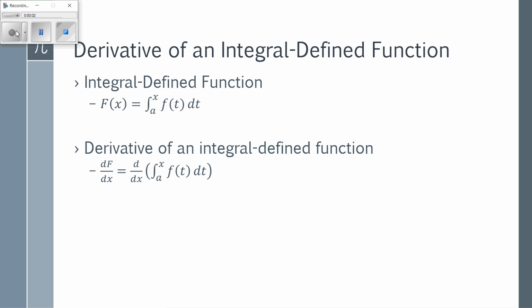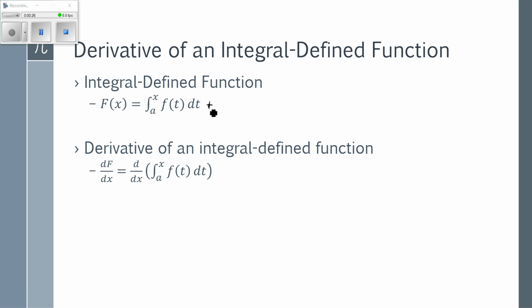So we talked about writing the integral defined function, which takes advantage of integrals undoing derivatives, but inverse operations work both ways. So let's talk about how do I undo an integral? So, the derivative of an integral defined function. Remember, the integral defined function is an integral from a to x of f of t.